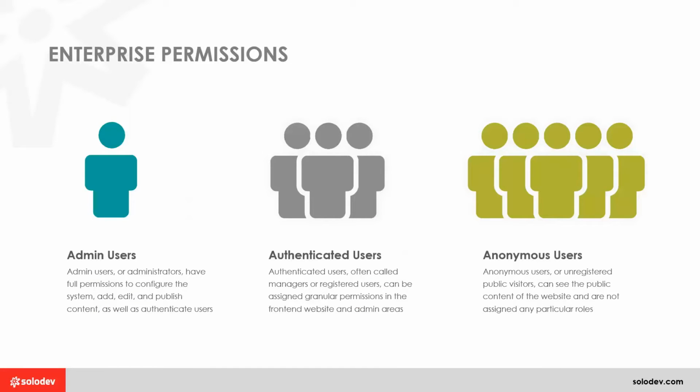Sola Dev's enterprise permission system allows you to designate unlimited user roles or user types. Admin users have full authority to draft, stage, and publish content, as well as modify system configuration settings. Authenticated users, often called content managers or registered users, can be permissioned to have granular capabilities to customize workflows or to designate special content available on the front-end website once they've logged in and verified their identity. Anonymous users see all public content on the front end of the website without having to register or log in.